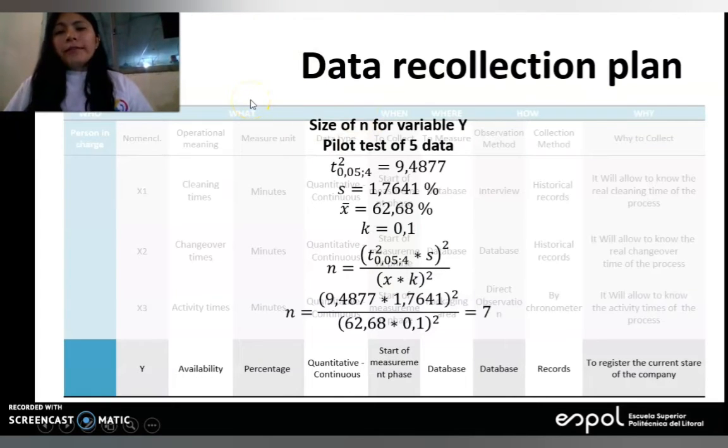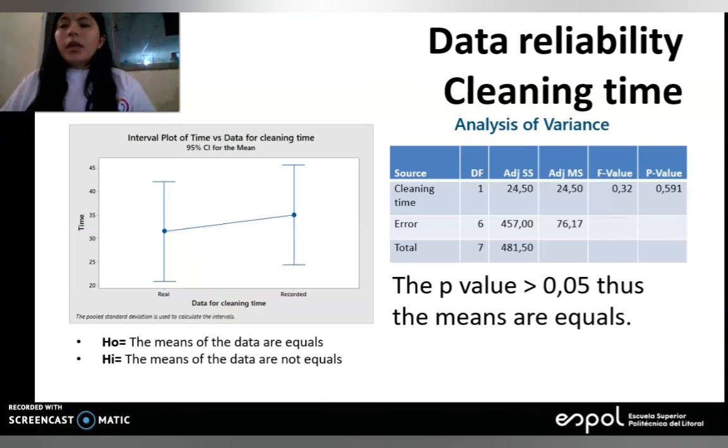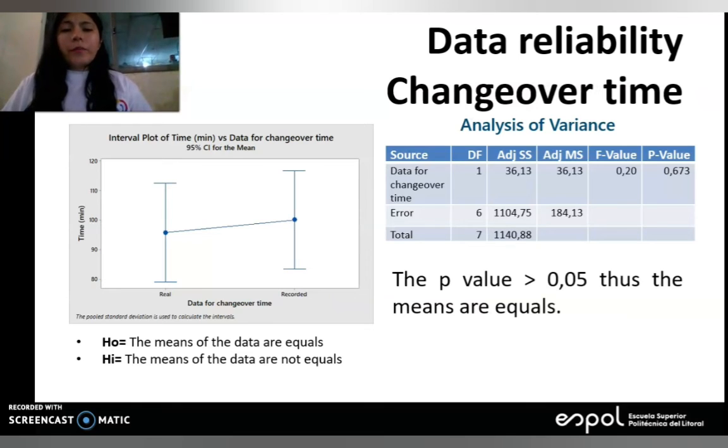Here we also define the amount of data we need. For example, for the Y variable, we obtain 7 data. In this case, we use the t-student because the pilot test was of 5 data. To do this operation, before we need to demonstrate normality and data reliability. The company provides us with a database and a small sample was taken by us. To demonstrate that the data is reliable, a mean test was taken where the p-value is greater than 0.05, thus the means are equal. The same goes for the other variables.